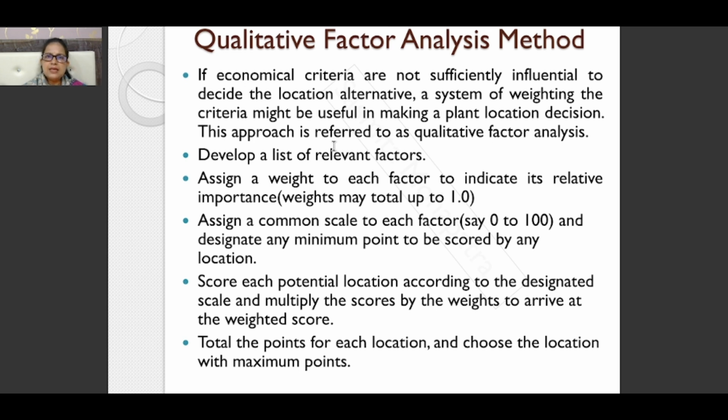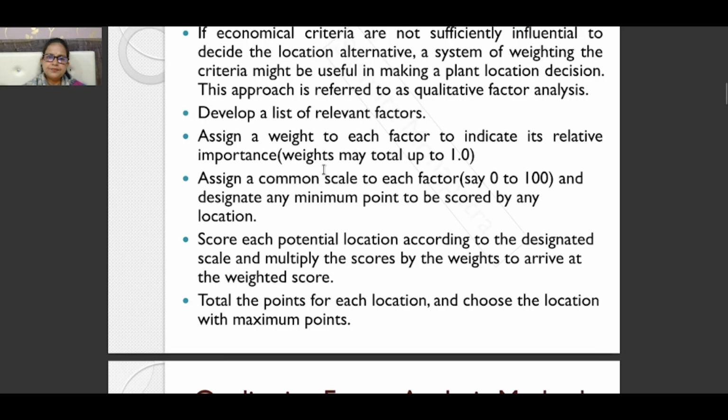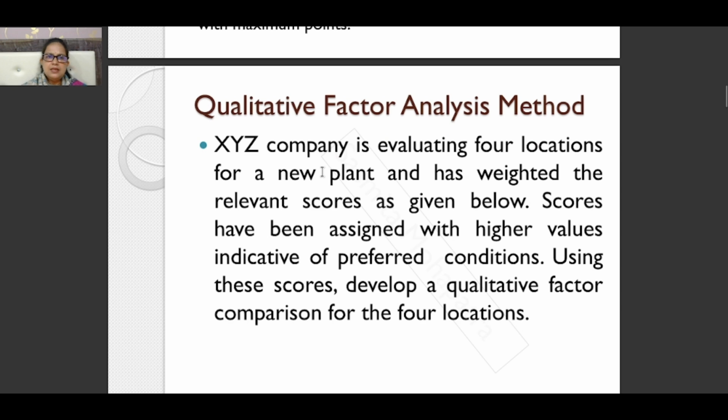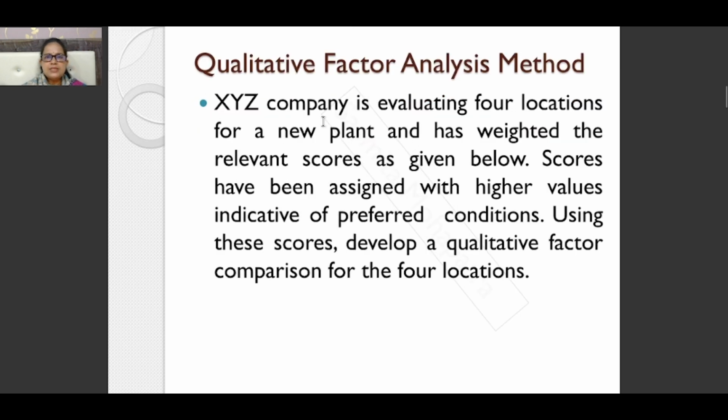Let us take an example and we will understand accordingly. See this question. XYZ company is evaluating 4 locations for a new plant. It has weighted the relevant scores as given below.